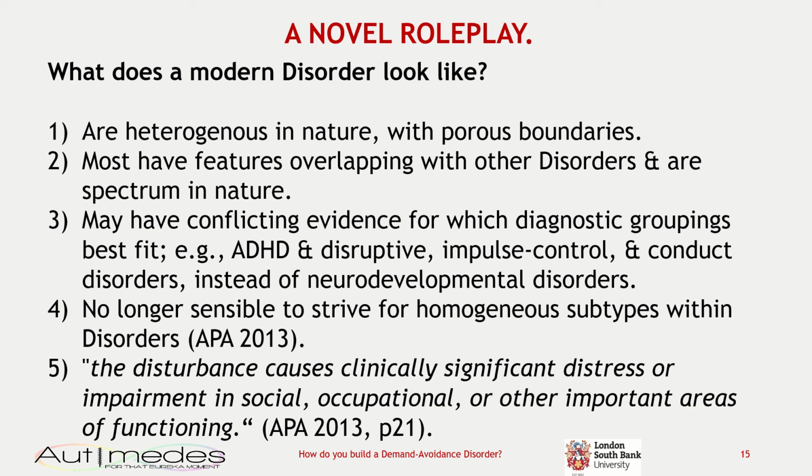So, for example, ADHD has some evidence which suggests it should fit into the disruptive, impulse control and conduct disorders diagnostic grouping, which contains oppositional defiant disorder and conduct disorder, instead of being in neurodevelopmental disorders, which is where autism and ADHD are. So DSM-5 also states it's no longer sensible to strive for homogeneous subtypes within disorders.